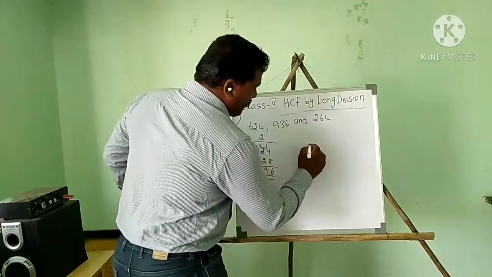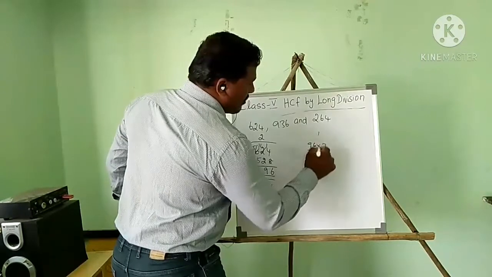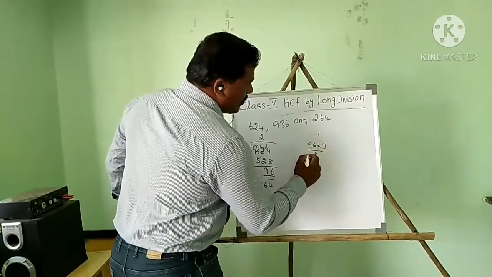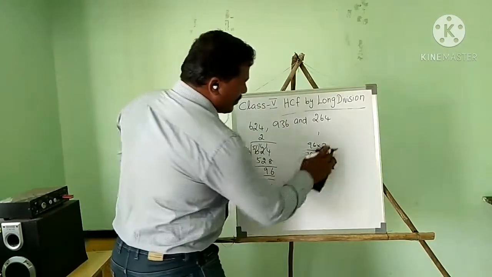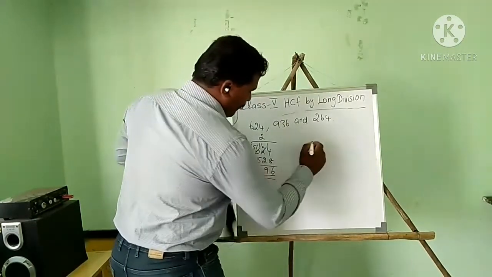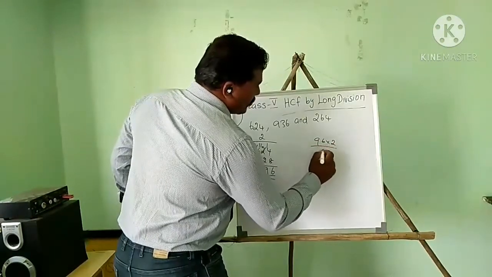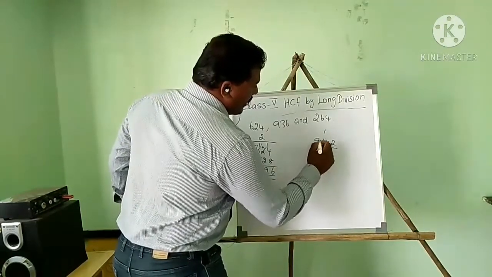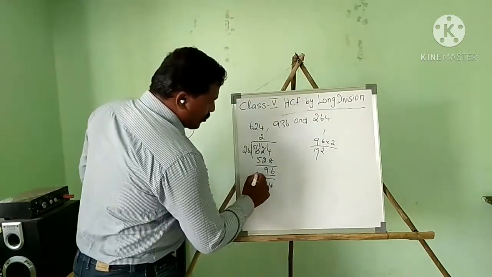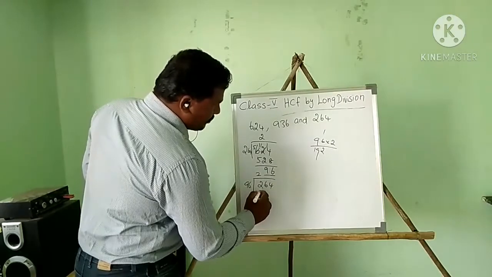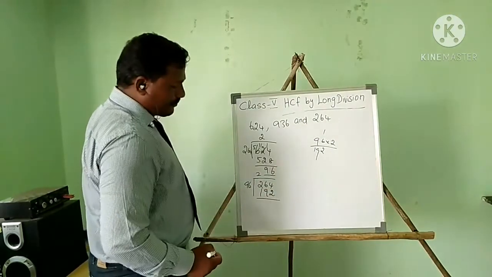I will take 3 times. 96 into 3. 18, remainder 1. 28. Okay. So no, we can't take 288 either. So we take 2 times. 96 into 2. 6 2s are 12, remainder 1. 9 2s are 18 plus 1, 19, so 192. Okay. So 2 times 96 is equal to 192. So we have to subtract.